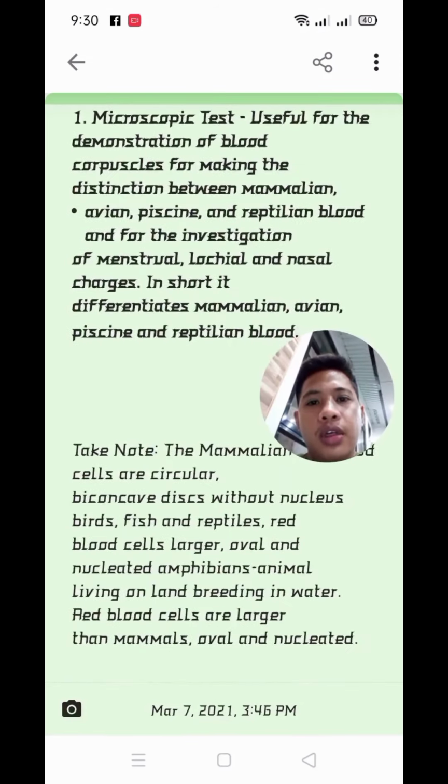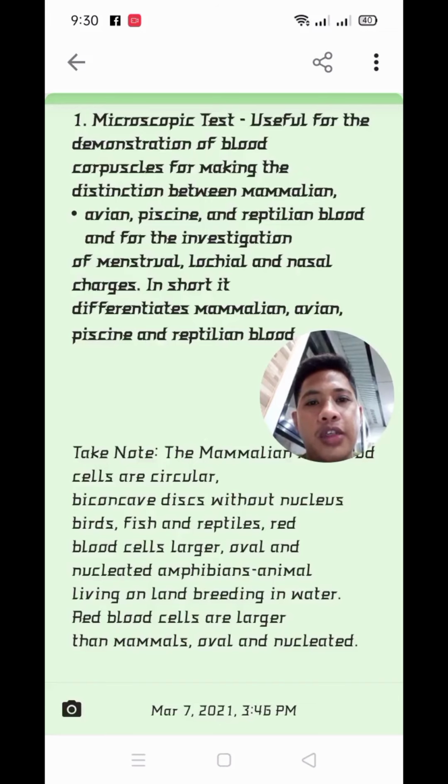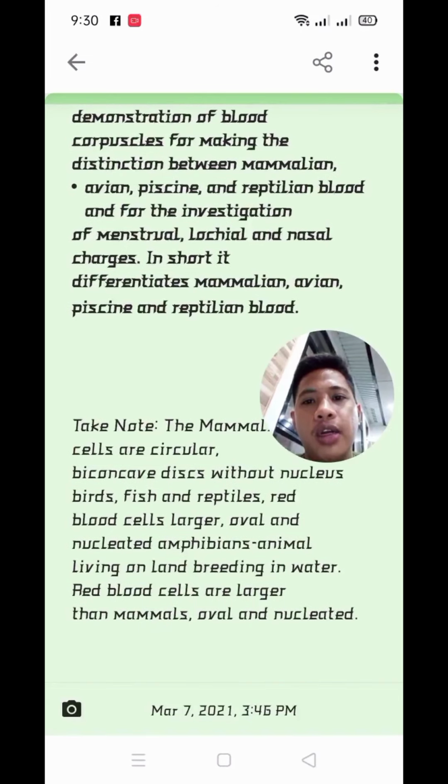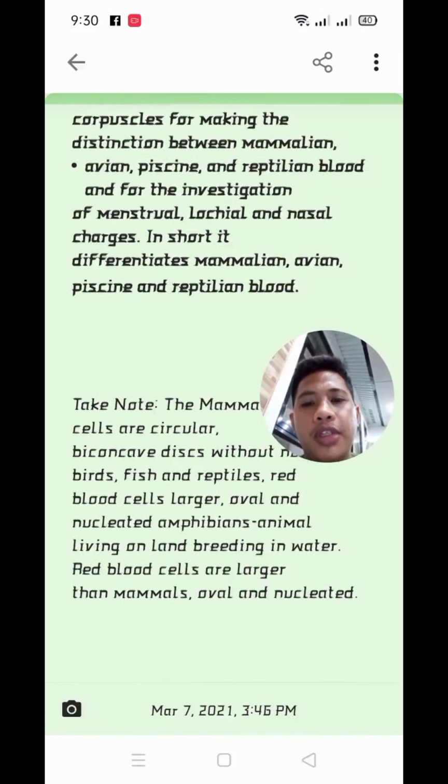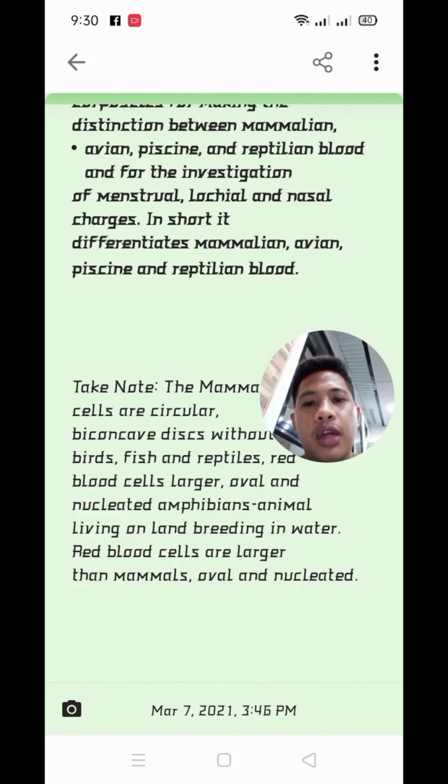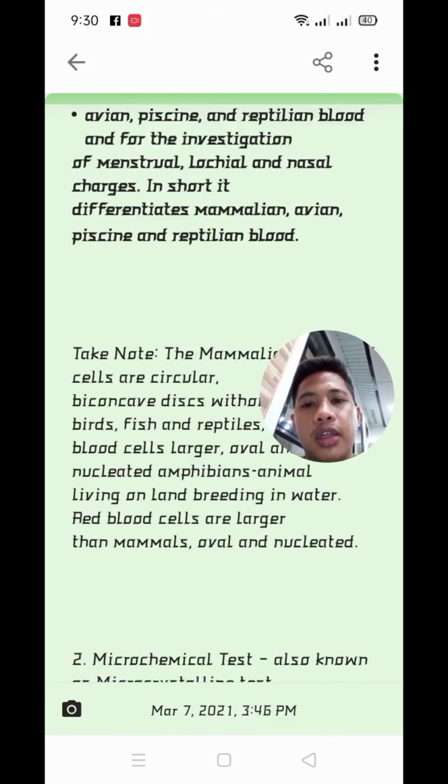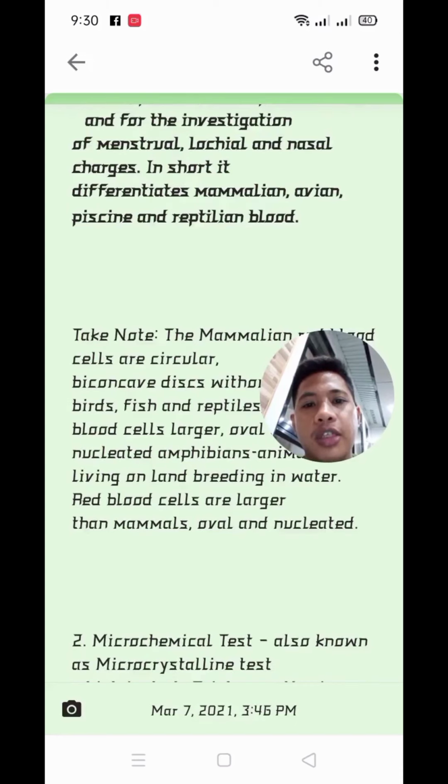The microscopic test is useful for the demonstration of blood corpuscles, for making the distinction between mammalian, avian, and reptilian blood, and for the investigation of menstrual and lochial nasal discharges. In short, it differentiates mammalian, avian, and reptilian blood.